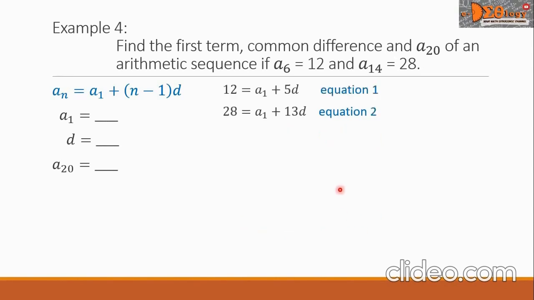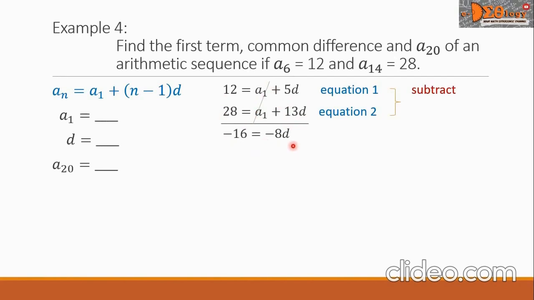Let us put them together because we're going to solve for a sub 1 and the d. Let us subtract these two equations so that the a sub 1 will be cancelled. When we subtract, we will have this 12 minus 28 is negative 16. The a sub 1 here and the a sub 1 here is cancelled out. And the 5d minus 13d gives negative 8d.